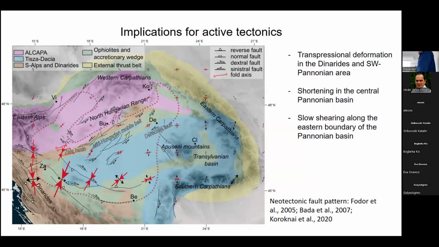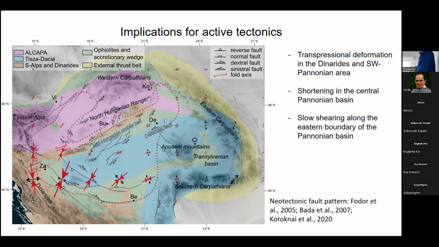Okay, I'll just say a couple of things about implications of these horizontal strain rates for active tectonics. So what we see from the geodetic strain rates, this transpressional type deformation in the Dinarides and the transition or the junction area of the Dinarides, Eastern Alps and Pannonian basin, these fit very well to neotectonic structures that we see in this region. So these dextral transpressional faults in the Dinarides, for instance, fit quite well to this. What we also see is generally a shortening in the Central Pannonian basin, of course, a very slow shortening, and a slow shearing along the eastern boundary of the Pannonian basin.